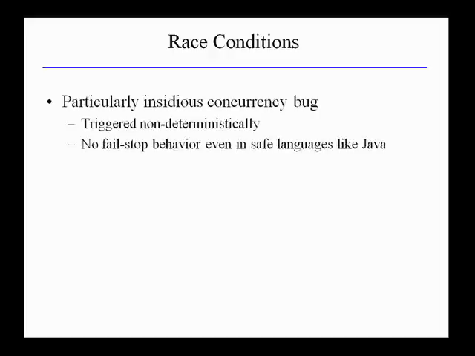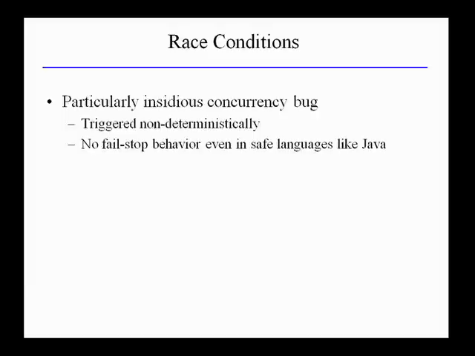And so race conditions are a particularly insidious kind of concurrency bug. And it's triggered under non-deterministic circumstances. Because this depends on the thread scheduler, you don't know. Just because the program works once, that doesn't mean that if you run it again, it will work the second time.